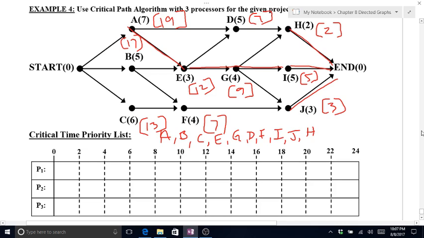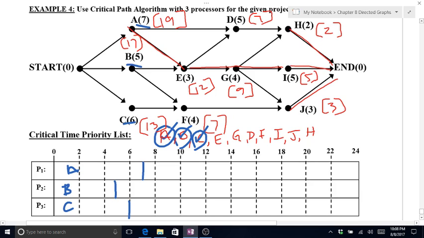Okay, so off the bat, A, B, and C are ready at the get-go. Okay, according to this, A should be started first. So A takes 7 minutes. B should be scheduled second. That takes 5 minutes. C should be scheduled third. That takes 6 minutes. Scheduled, scheduled, scheduled.